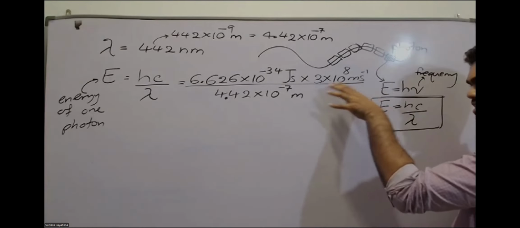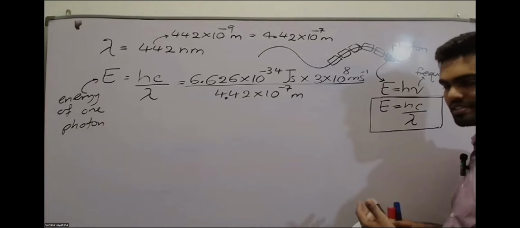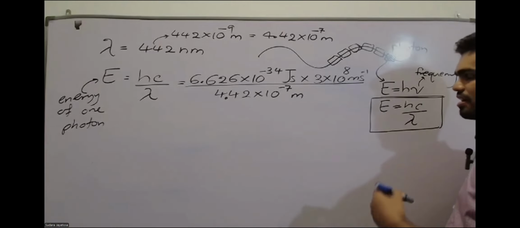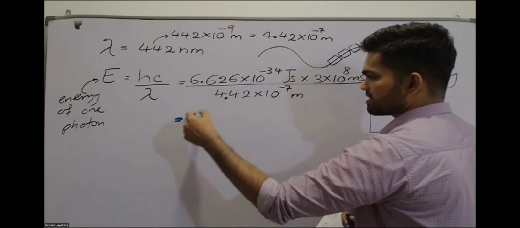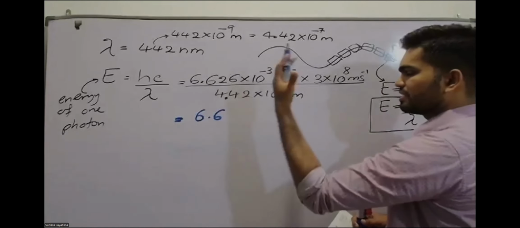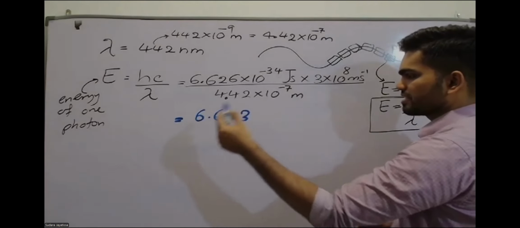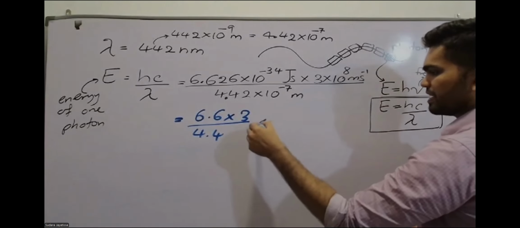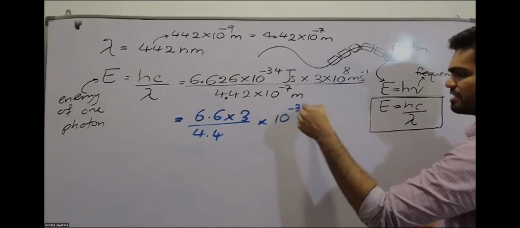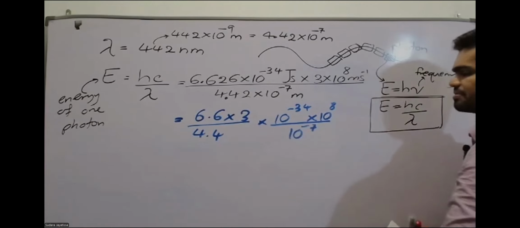So focus on how to simplify this now. Since we can round off the answers, it's better to lose some decimal values. You can write it like 6.6. You can omit the 2 and 6 part and bring this 3 here: 6.6 into 3, divided by 4.4. Then if you simplify the powers of 10, it is minus 34, plus 8, and 10 to the power minus 7.